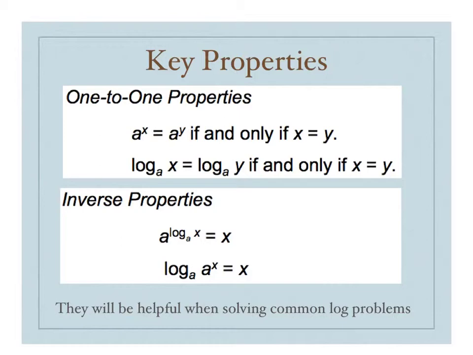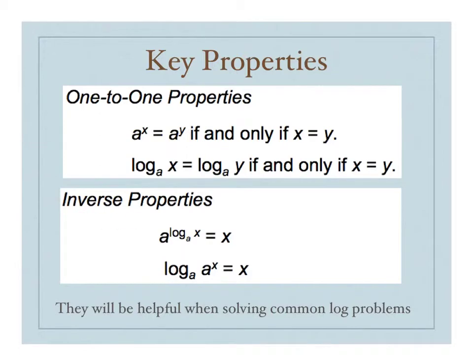So here, this is a little bit of review. Remember the one-to-one properties that we talked about in the previous lessons. a to the power of x is a to the power of y if and only if x equals y, so if the bases are the same, we can drop the exponents down and set them equal to each other. Same thing with logs. The log of x equals the log of y if and only if x equals y. So if we have two logs that are in the same base equal to each other, their arguments will also be equal to each other.